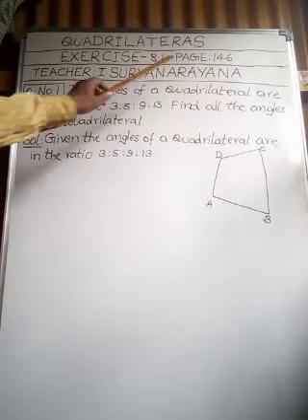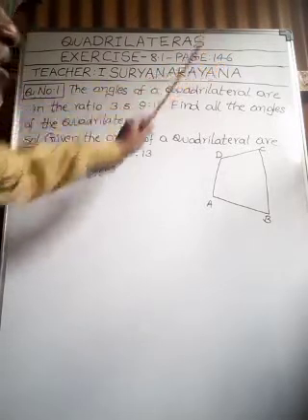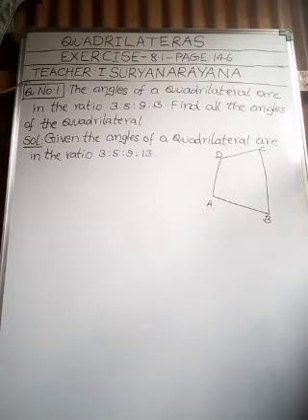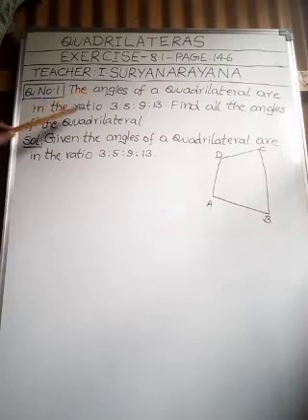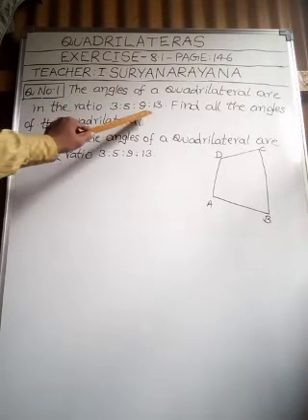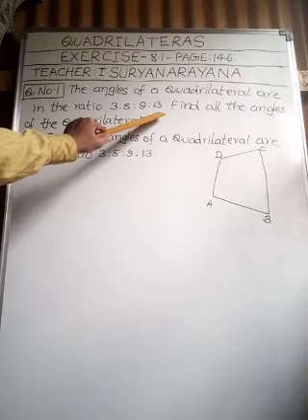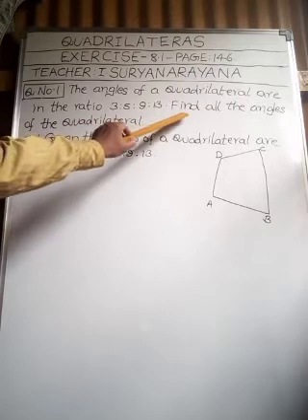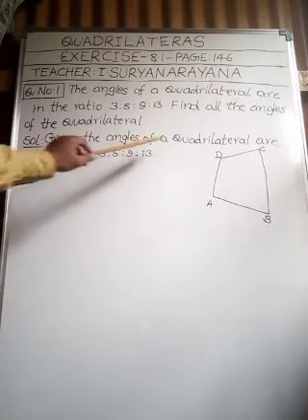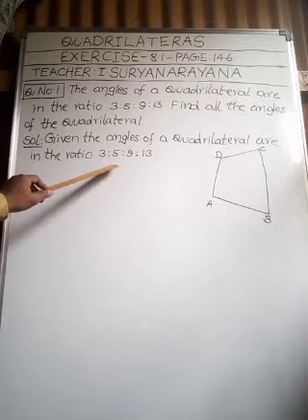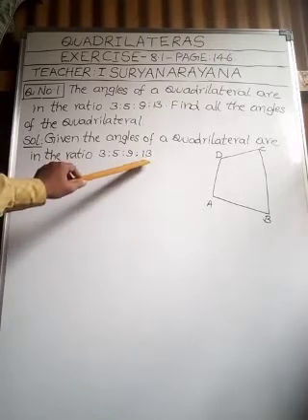See page number 146 in the textbook. Okay, my children, come to question number 1. The angles of a quadrilateral are in the ratio 3 is to 5 is to 9 is to 13. Understood this point, my children? Find all the angles of the quadrilateral. Understood this question, my children? What is given here? The angles of a quadrilateral are in the ratio 3 is to 5 is to 9 is to 13.